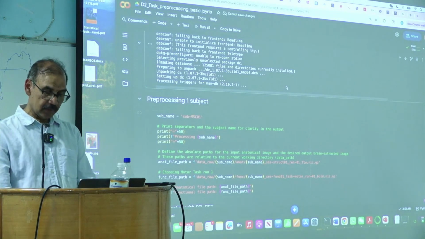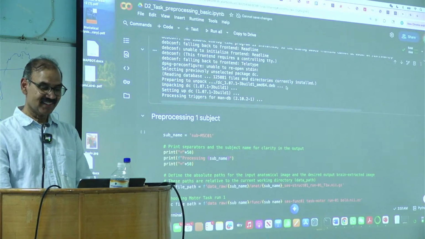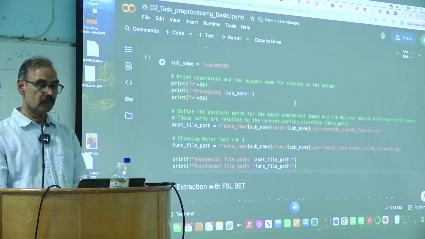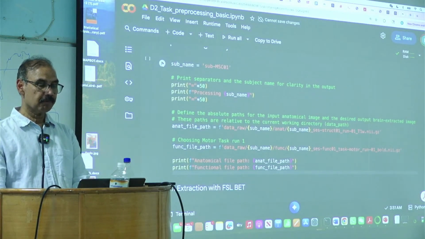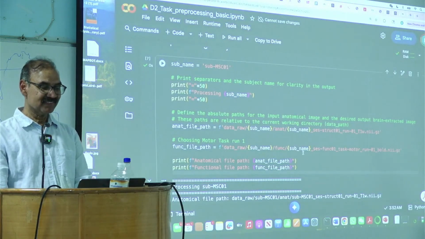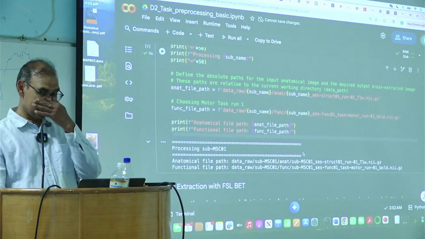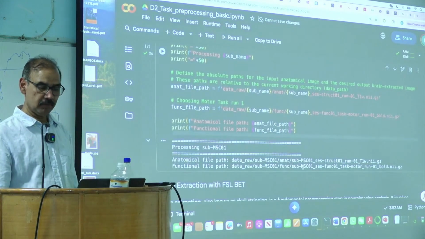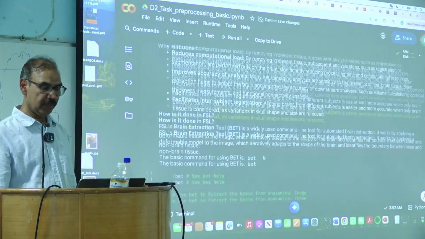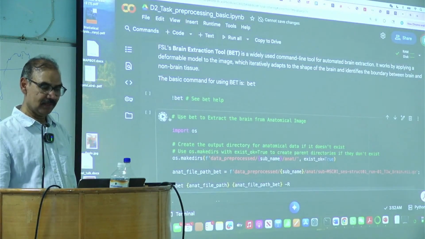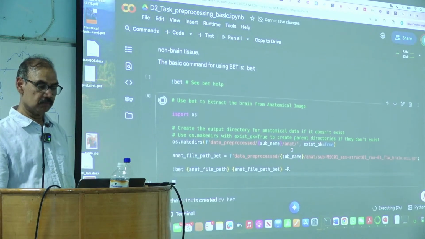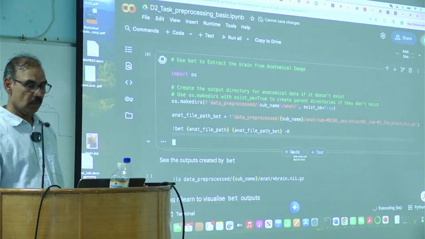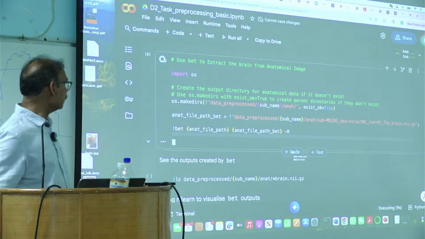Control Shift plus. Is this better? Okay, so it read through subject 1, MSC 1, and then we are doing brain extraction.